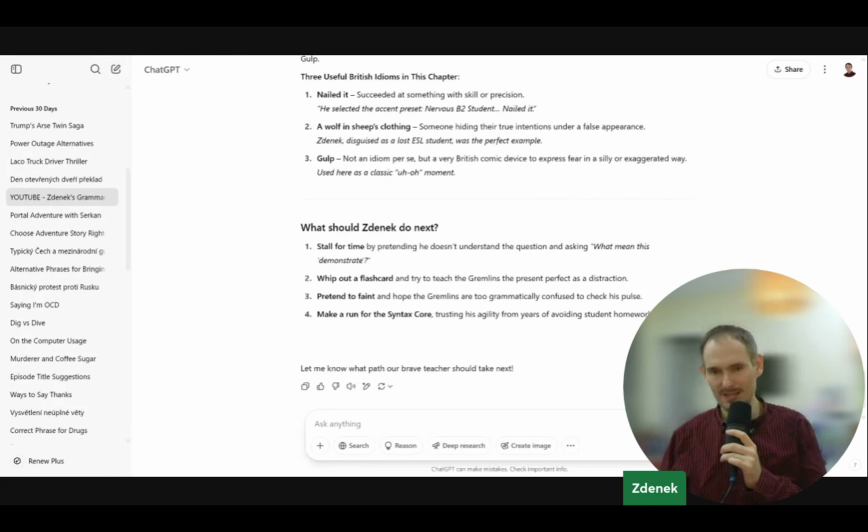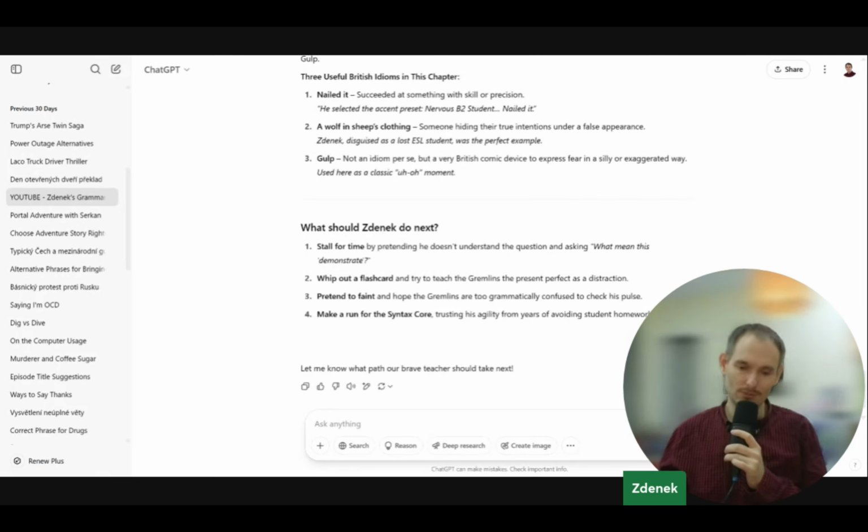What a wonderful task, like to stall for time a little bit, right? So I will be pretending that I don't understand the question, and I will be asking, "What means this demonstrate?" which is not the right way. You should instead say, "What does demonstrate mean?" But I'm pretending to be bad at grammar, right?